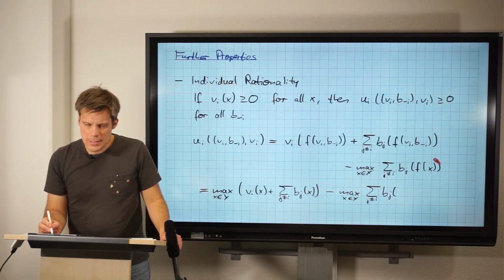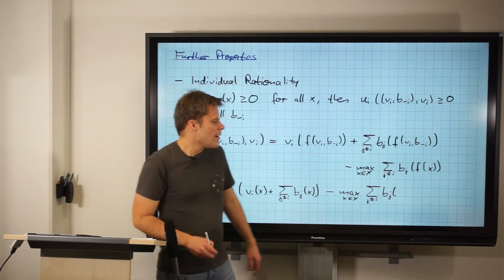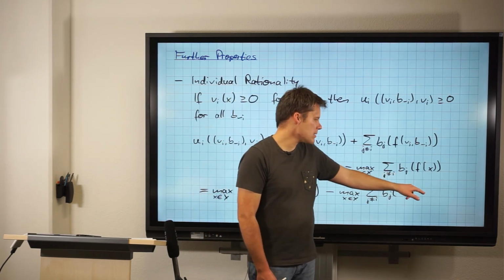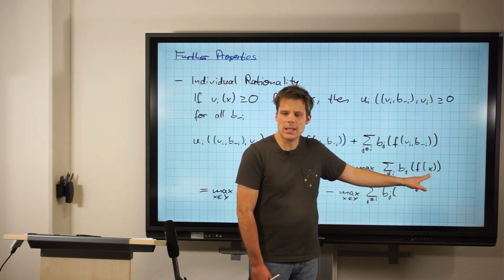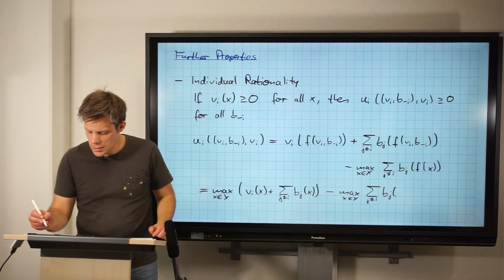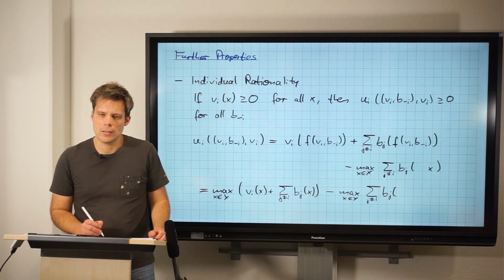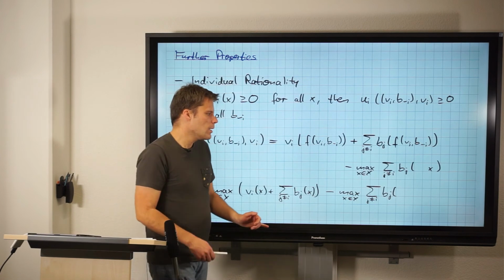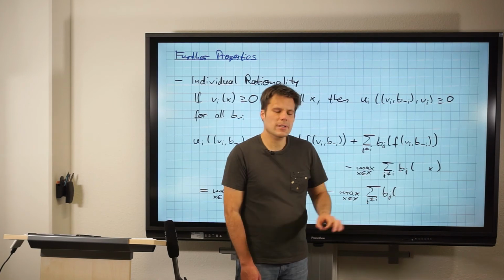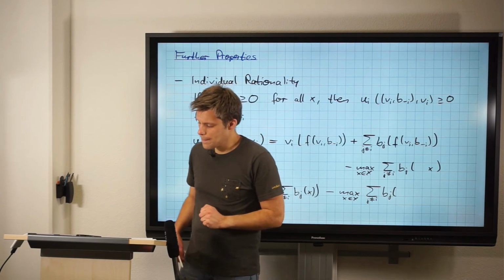And here I want to say that this is something you should be really careful about, because I did this wrong. bj doesn't take as input f of x, because f doesn't take as input x, but f takes as input b. So what you should write here is just bj of x, because bj always takes as input the allocation and f always takes as input the declared valuations. Good.